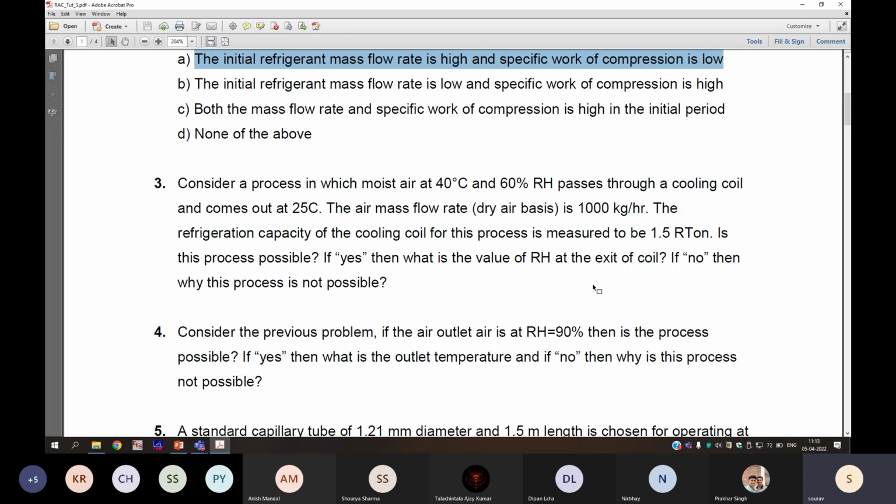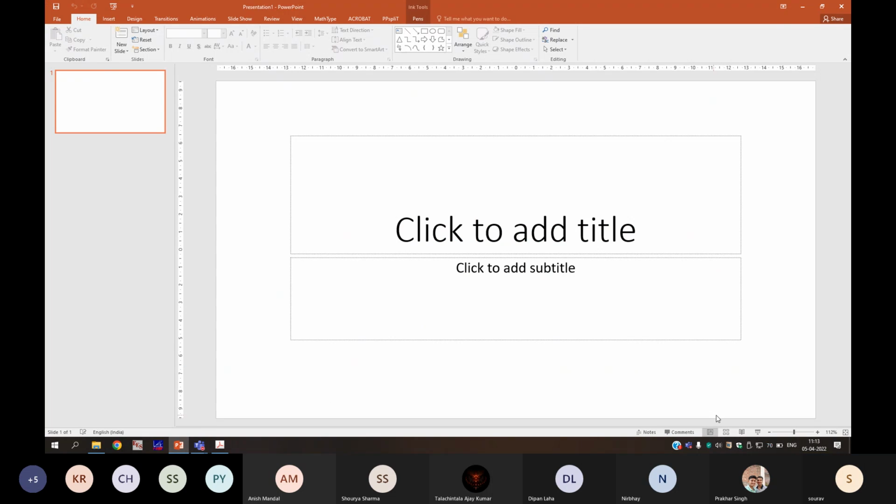So how do we approach this problem? First, mark the state point, 40 degrees, 60% RH. Has anyone done this problem? Yes, sir. So you know the mass flow rate of dry air, you know the cooling capacity. So from there, you know the enthalpy difference, isn't it?